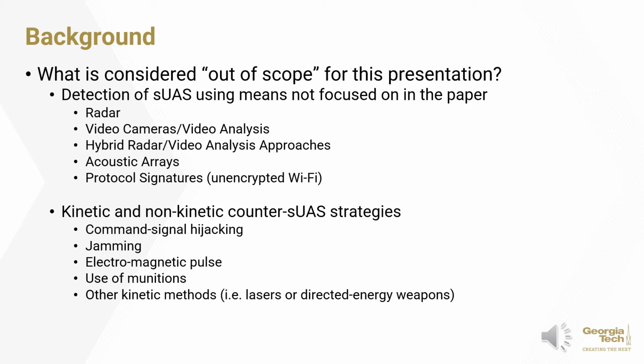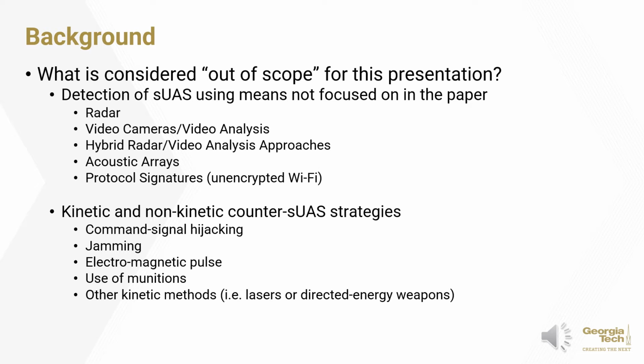So, what is considered out of scope for this presentation? First is detection of SUAS using means not focused on in the paper. So while the paper briefly touches on these, they're not going to be further discussed down the road. First is the use of radar. So radar works by sending out a signal and getting that signal back, kind of like how sonar works in the ocean. And functionally, the radar for detecting SUAS uses very high frequency methods and is not very economical.